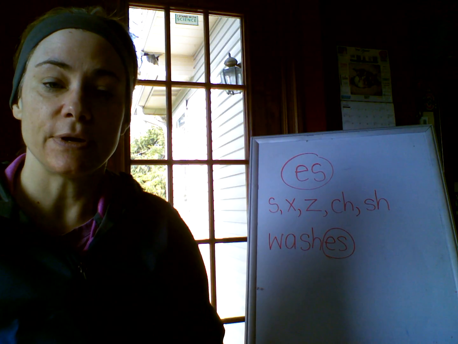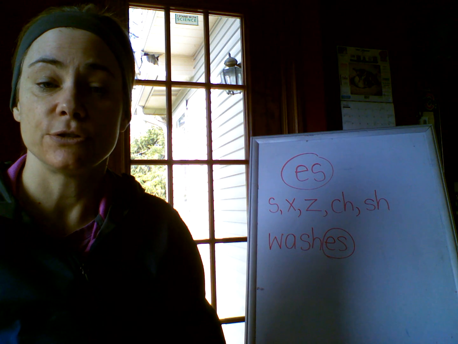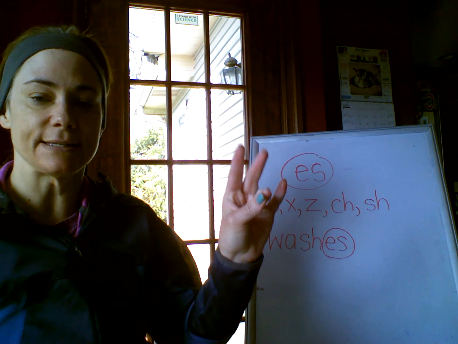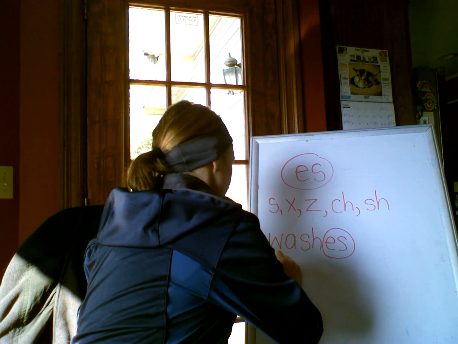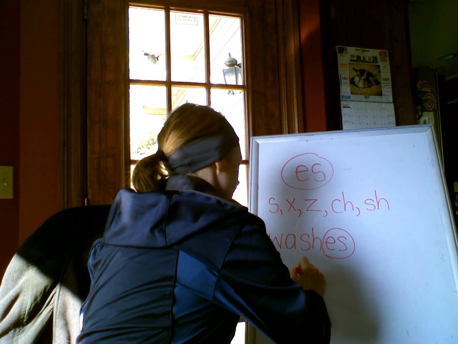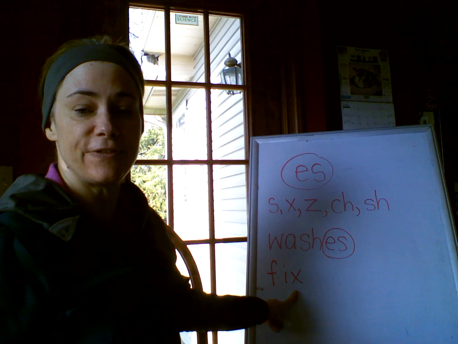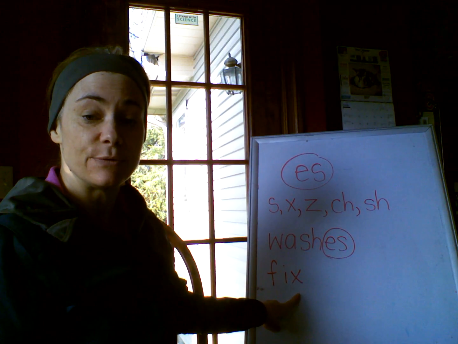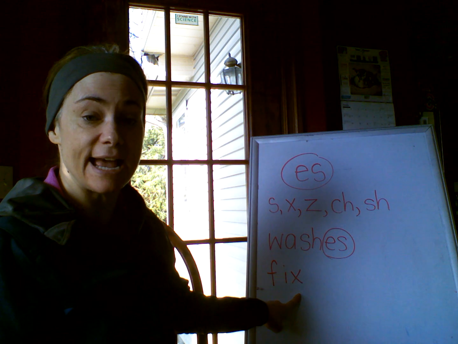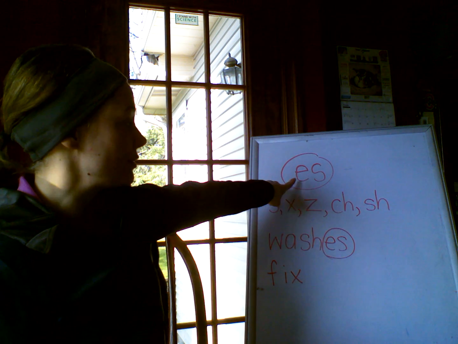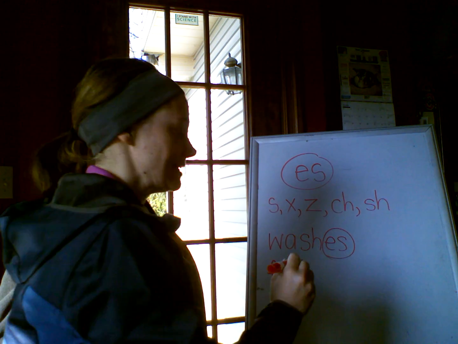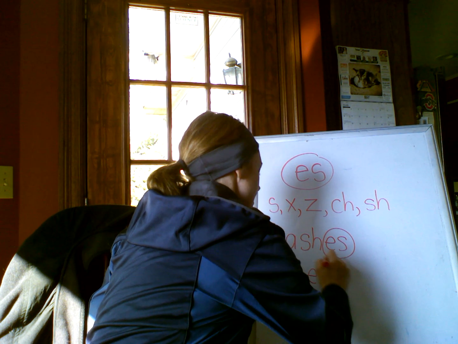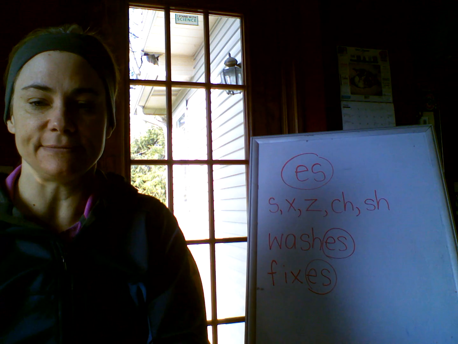Okay, so the next word I'd like you to write is fix. Fix. Okay, so fix. Now I want you to write the word fixes. Remember, it ends with an X. So you're going to put that ES at the end. Fixes. She fixes her bike. And I want you to circle that suffix again.